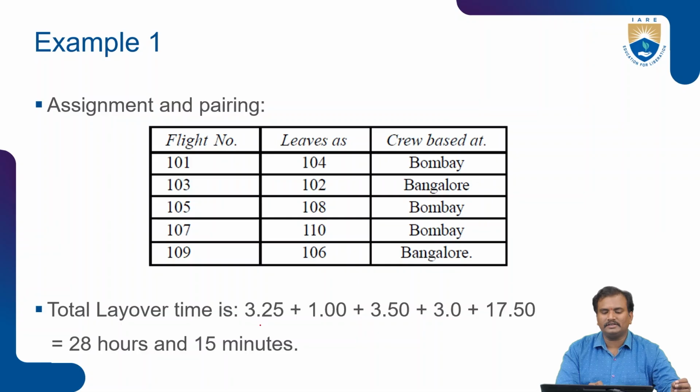Total layover time is 3.25 plus 1 plus 3.5 plus 3 plus 17.5, which equals 28 hours and 15 minutes. So this is the way we have to schedule our flights, and in the same way buses or trains, in any way based on our requirement or whatever the rest condition, crew resting condition, we are going to proceed.